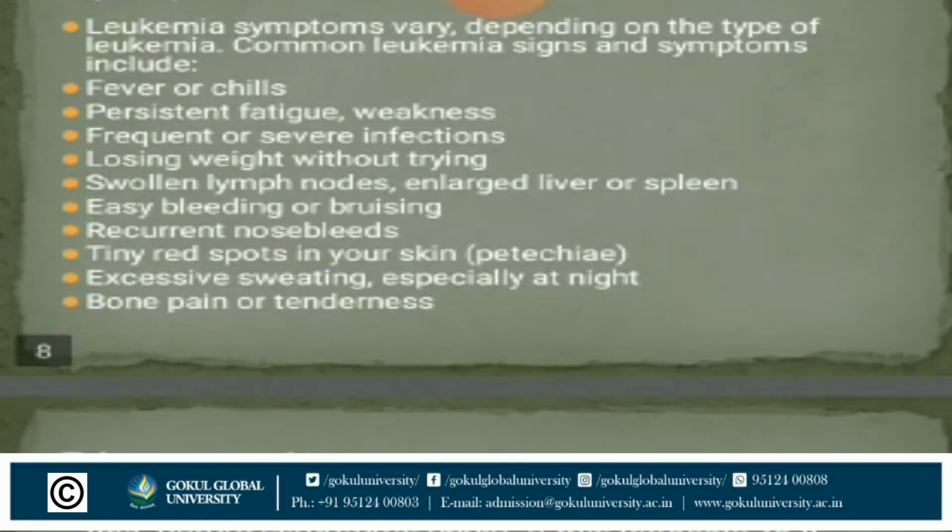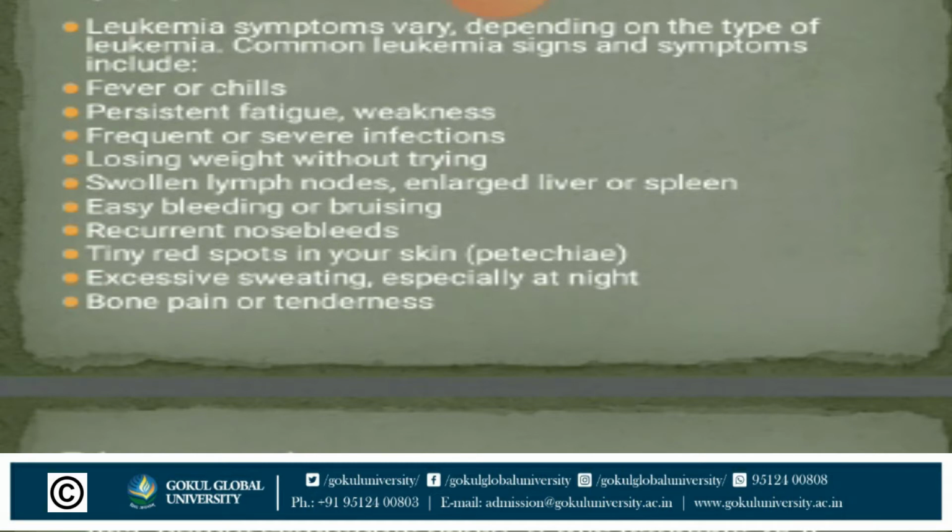The next one, we discuss the symptoms of leukemia. Leukemia symptoms vary depending on the type of leukemia, like chronic or acute, lymphocytic or myelogenous, or other types. Common signs and symptoms include fever or chills, persistent fatigue and weakness, frequent or severe infection, losing weight without trying, swollen lymph nodes, enlarged liver and spleen, easy bleeding or bruising, recurrent nosebleeds, tiny red spots on your skin, excessive sweating especially at night, and bone pain or tenderness.